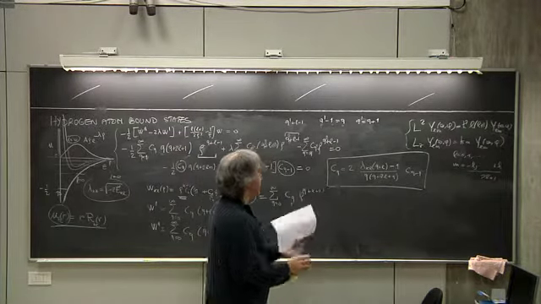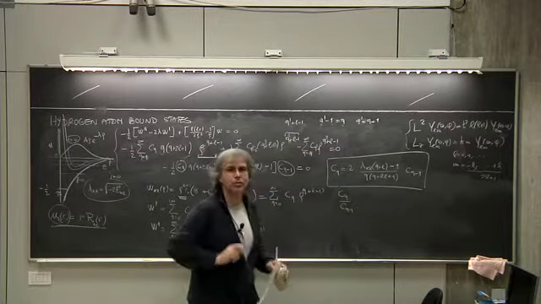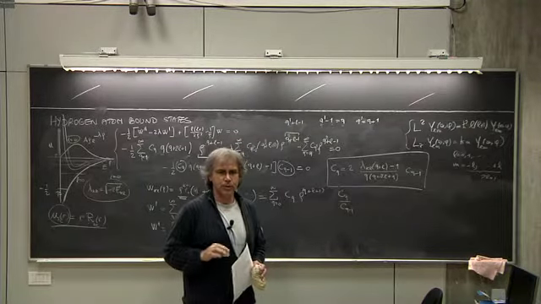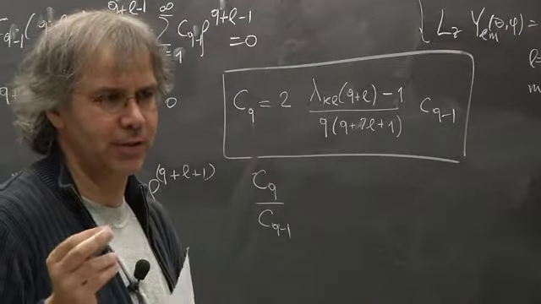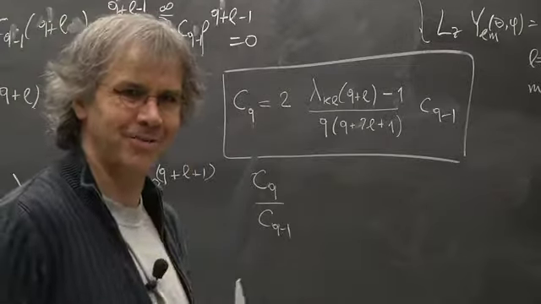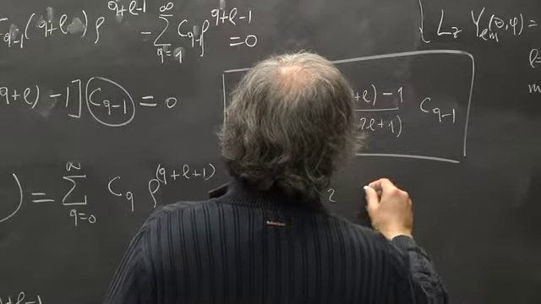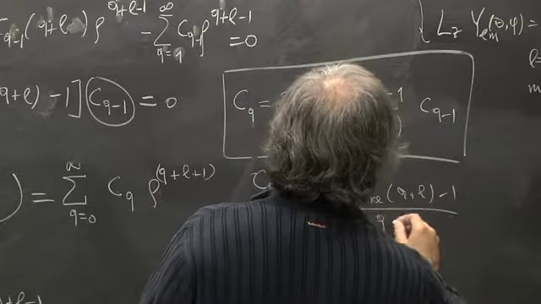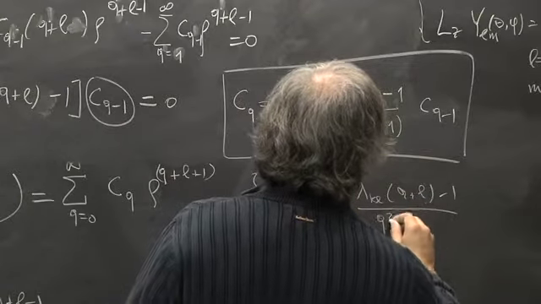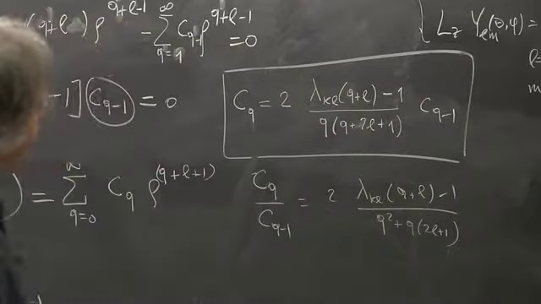for very, very large q, let's calculate C_q over C_{q-1}, the ratio of two consecutive terms, okay? You know that this is one of the standard criteria to know the radius of convergence of a series, by the way. Calculate the ratio of the coefficients. Now let's see. You immediately read from there. This will be 2 lambda k_l q plus l minus 1 divided by q times (q plus 2l plus 1). Now, for very, very large q, how would this behave?